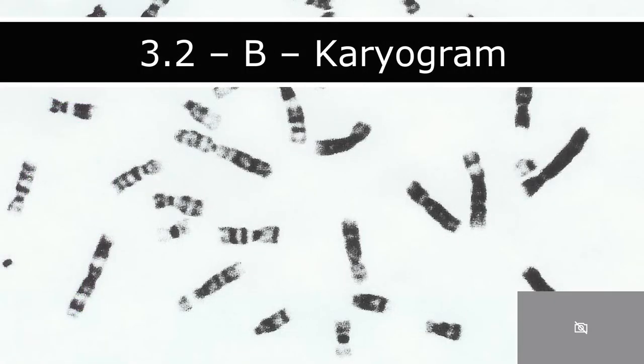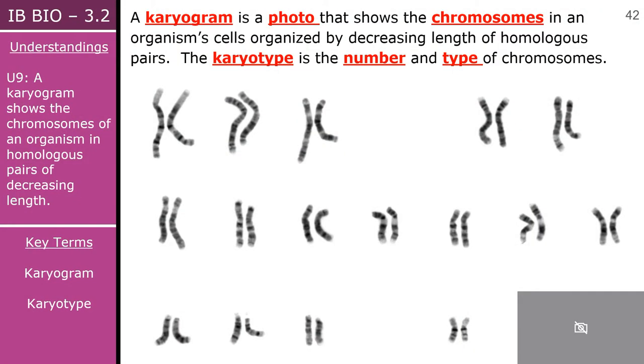Okay, so for this last part of 3.0, we're going to talk about karyograms. You guys have already been seeing a lot of these throughout this unit. A karyogram is just a photo that shows the chromosomes in an organism's cells organized by decreasing lengths of the homologous pairs. This picture is a karyogram, and again, you see them ordered by length. So longest ones go first, and it goes down to the shortest. So it's just a photo of the chromosomes.